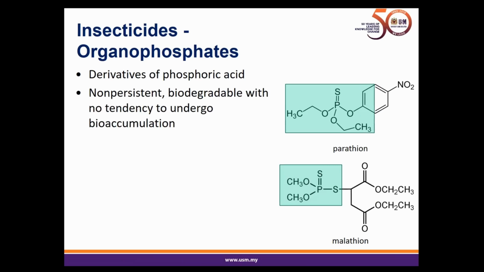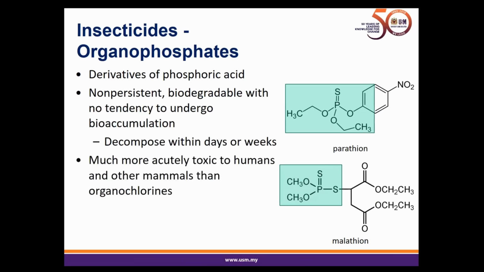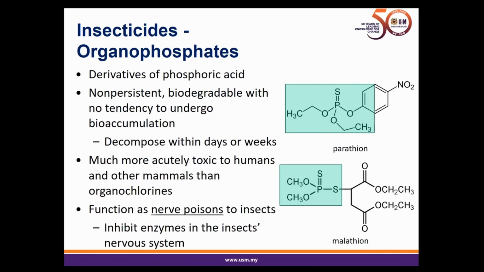They are non-persistent. They are biodegradable with no tendency to undergo bioaccumulation. So they are considered better than the organochlorines. They decompose within days or weeks, but they are much more acutely toxic to humans and other mammals than organochlorines. They function as nerve poisons to insects because they inhibit enzymes in the insect's nervous system.